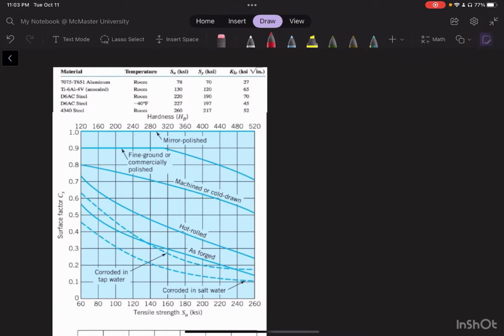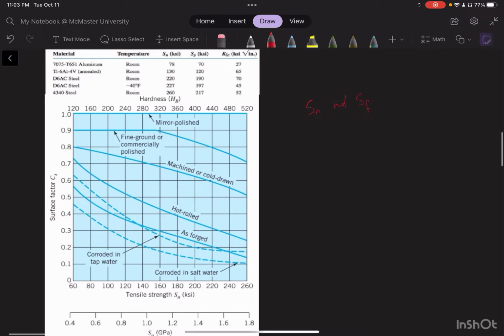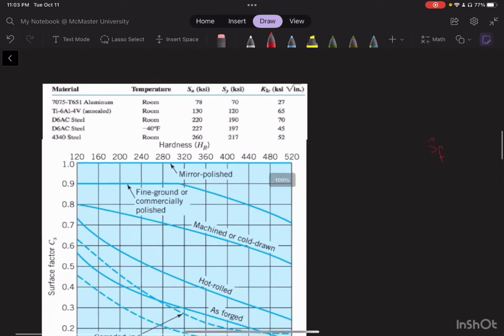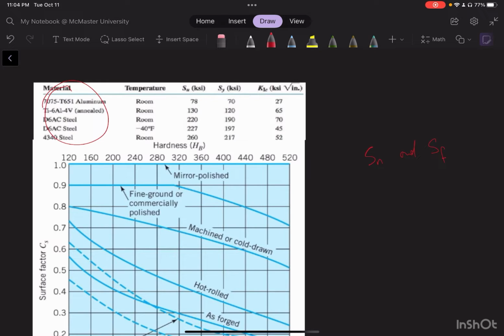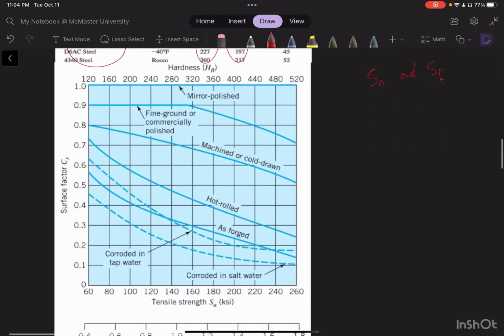Now, how would you use charts and tables to figure out the coefficients? In order to draw an SN curve, the variables Sn and Sf would need to be found. This is done by utilizing the table at the top here, the graph here, as well as this table here, as well as the information that is given from the question. In this table here, we're given various materials with their corresponding Su and Sy values. And we're also given the hardness and the tensile strength in the axes. So this is tensile strength here and the hardness there.